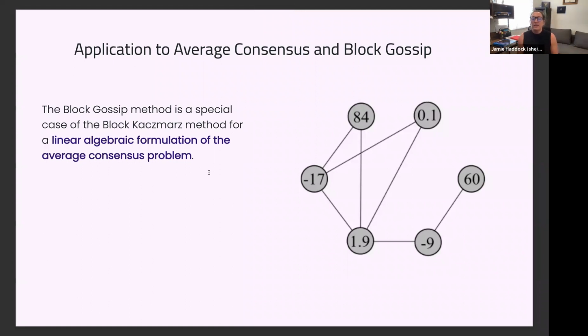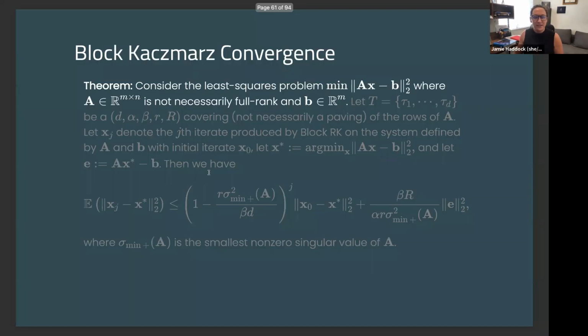Okay, so the block gossip method, what we've shown is that this is a special case of the block Kaczmarz method for a specific linear algebraic formulation of the average consensus problem. All right, so I'm going to present the main theoretical results, but it's a little bit dense, so bear with me. I'll try to explain it slowly. I'm going to focus first on the general convergence result for the block Kaczmarz method before I bring us back and specialize it to the average consensus problem.